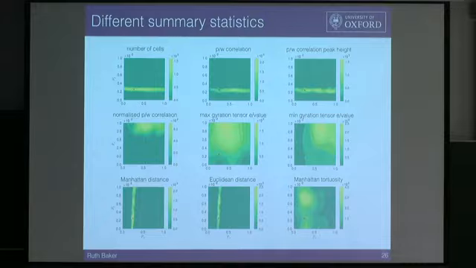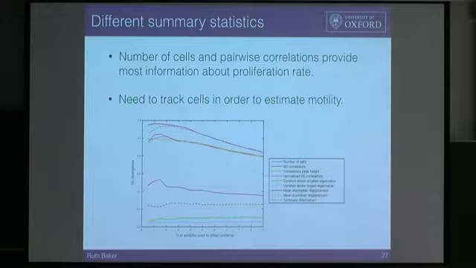So I guess the take-home message is that it looks like from this picture that we gain the most information in terms of understanding distributions of potential parameter values from looking at the number of cells, the pairwise correlation, and the correlation peak heights, and basically the distance cells have moved.